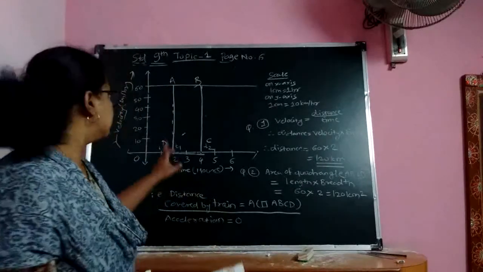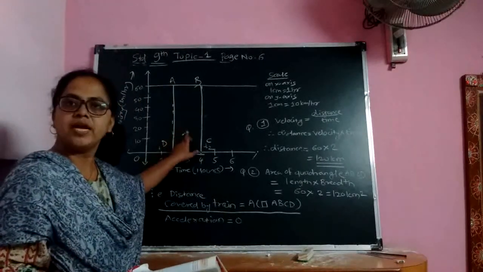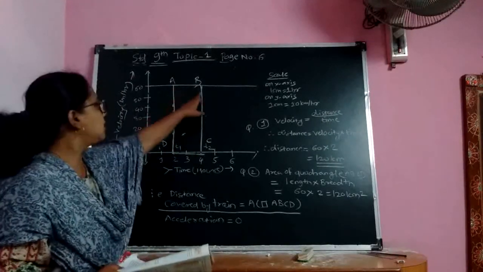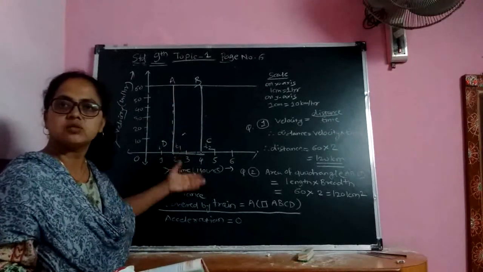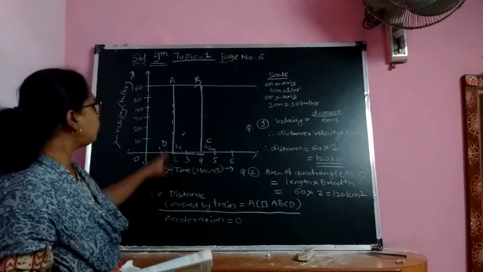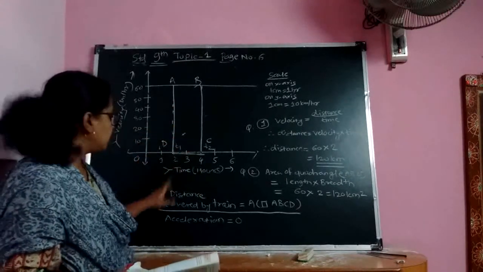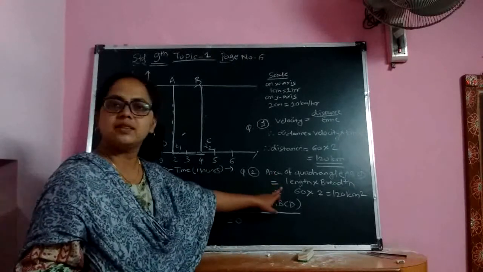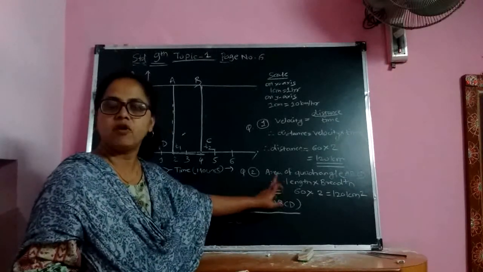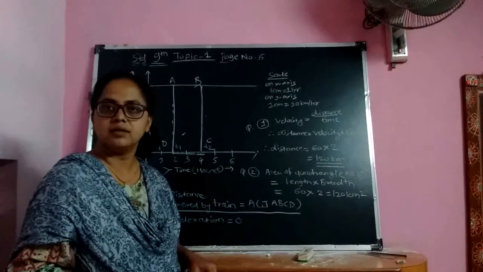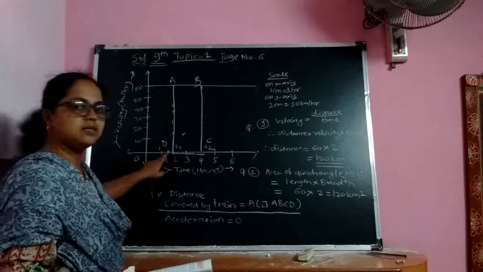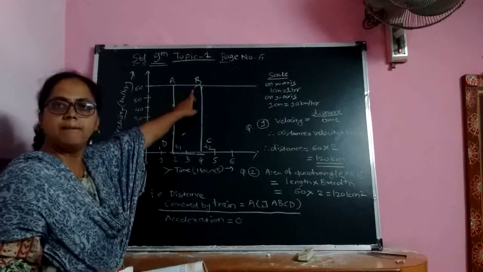Now look at this figure. First find out the area of the quadrangle. You can see here, this is the rectangle. It is also called a quadrangle. So how to find the area? The area of quadrangle ABCD is equal to length into breadth. You know the formula for the area of a rectangle, length into breadth. In this figure you can see this is the length and this is the breadth.